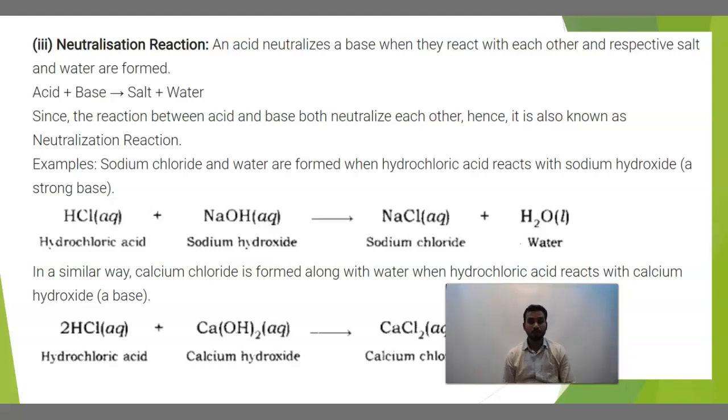Example: you can see farmers. Sometimes the fertility of the soil will decrease. Why? Because of more acidity. Acidic substances will be more in the soil, and if acidic substances are more, then yielding will not take place in a better manner. So what will they do? They will use quicklime, slaked lime, chalk. These types of substances they use. That means they are adding base, so that the soil becomes neutral.